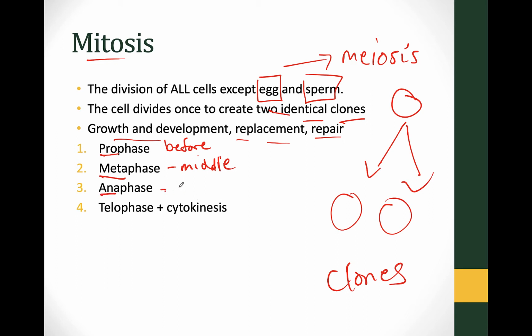Ana's a little tough. This means up, from. This is association with motion. It's during the anaphase that the chromosomes are actually moving apart. And then telo means end.